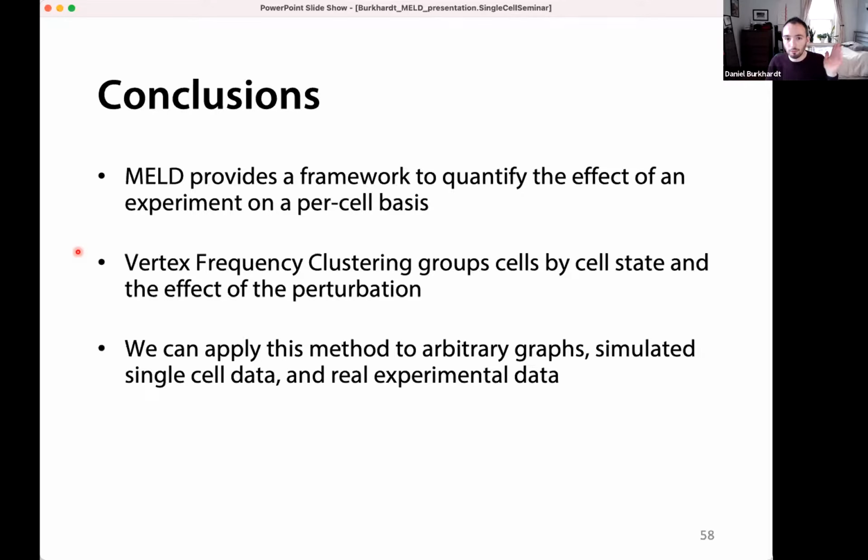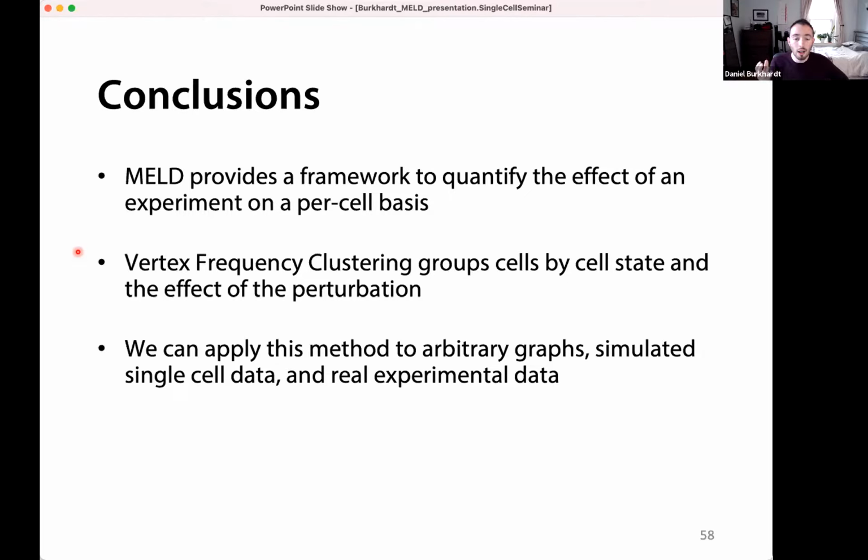Great. So in conclusion, I talked to you about a bunch of different things, but the key heart of this section on perturbation analysis is a framework to quantify the effect of an experiment on a per cell basis. I showed you an algorithm called vertex frequency clustering that groups cells not only based off of their transcriptional signatures, but also how they respond to a perturbation, which gives you more information about what kinds of cells they are.